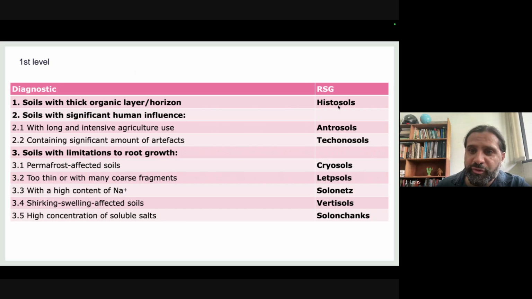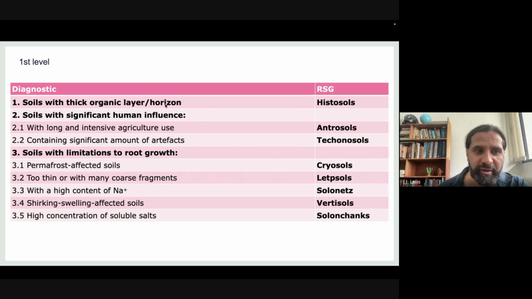So the first are the soils with a thick organic layer or a thick organic horizon. Layers that express the folic or histic horizons, and because of this higher content of organic carbon, we register a histosol. And after the histosols, if you don't register a thick organic layer or a thick organic horizon, then we can think about soils with significant human influence. So soils that were deeply affected by humans.